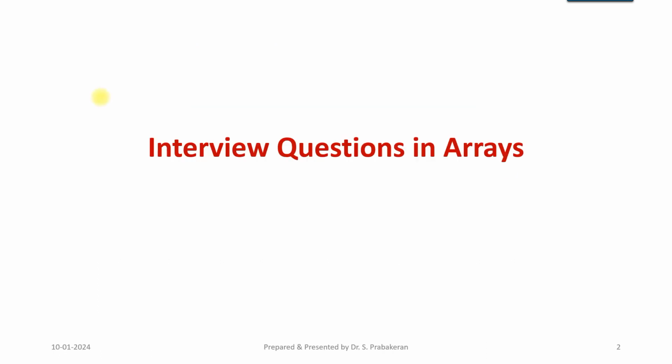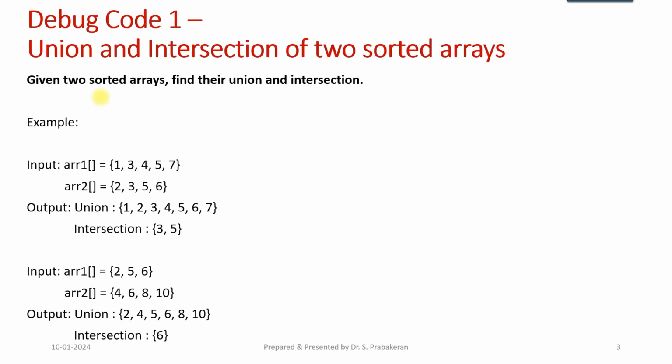As instructed in the earlier slide, we are going to have three different types of models of questions. Now, first we move into the first question. In this particular question, we are going to dive into the fascinating world of arrays. Especially, we will explore how to find the union as well as the intersection of two sorted arrays.